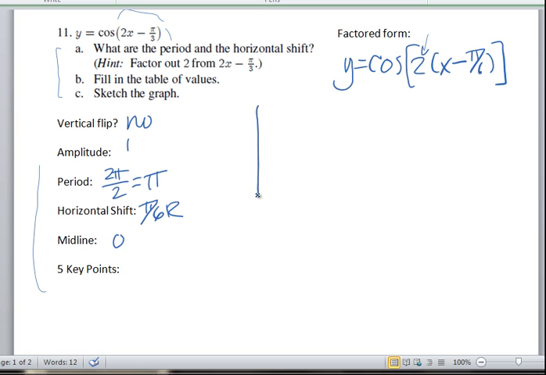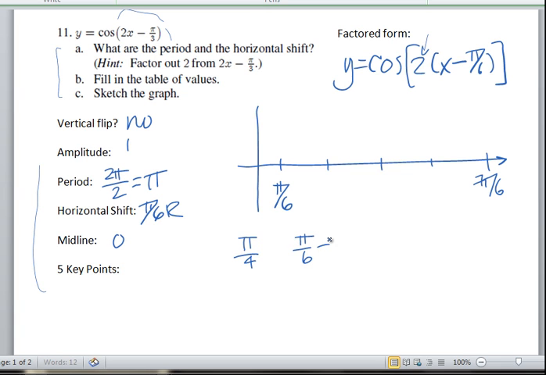I'm not going to find the key points just yet. What I want to do next is to graph. So I start by moving pi over 6 to the right, and I know that my period is pi, so pi over 6 plus pi is 7 pi over 6, so that's where I'm going to end. Then I need to come up with my quadrantal angles. So I take my pi, which is my period, and divide it by 4, which is pi over 4. To figure out each one of these quadrantal angles, I take pi over 6, and to that I add pi over 4. But I need a common denominator, right?